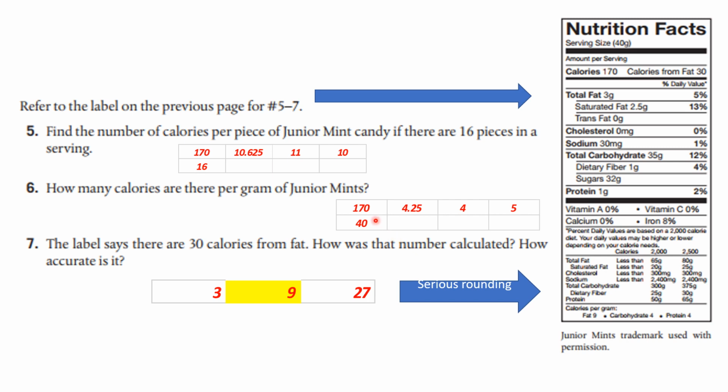Well, there are 170 calories, but then the serving size was 40 grams, so we divide those two numbers. We get 4.25, and that's between 4 and 5. You could round it down to 4 or up to 5.